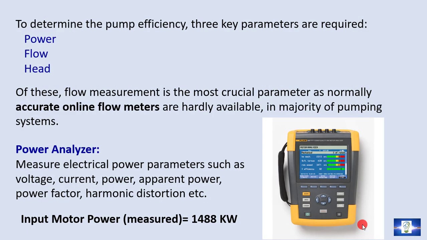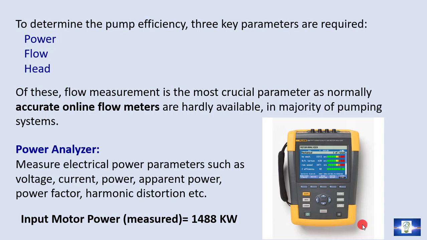To determine the pump efficiency, three key parameters are mainly required for the calculation: power, flow and head. Of these, flow measurement is the most crucial parameter, as accurate online flow meters are hardly available in the majority of pumping systems.